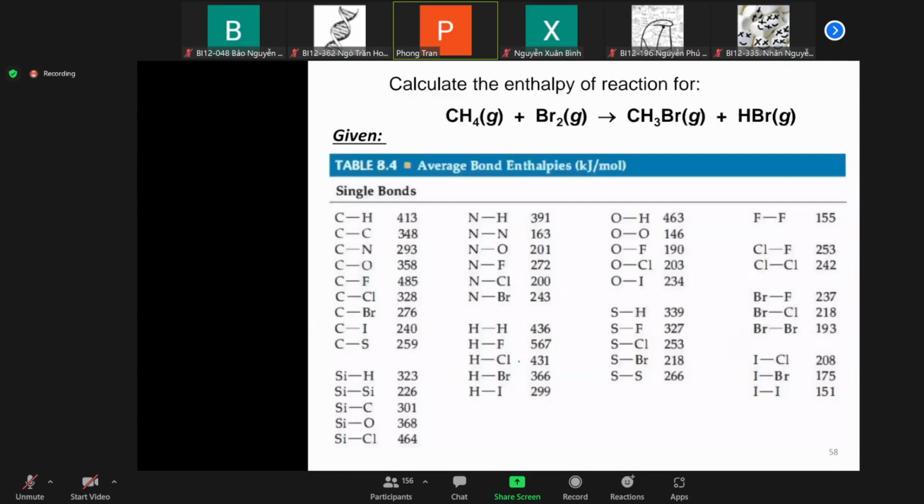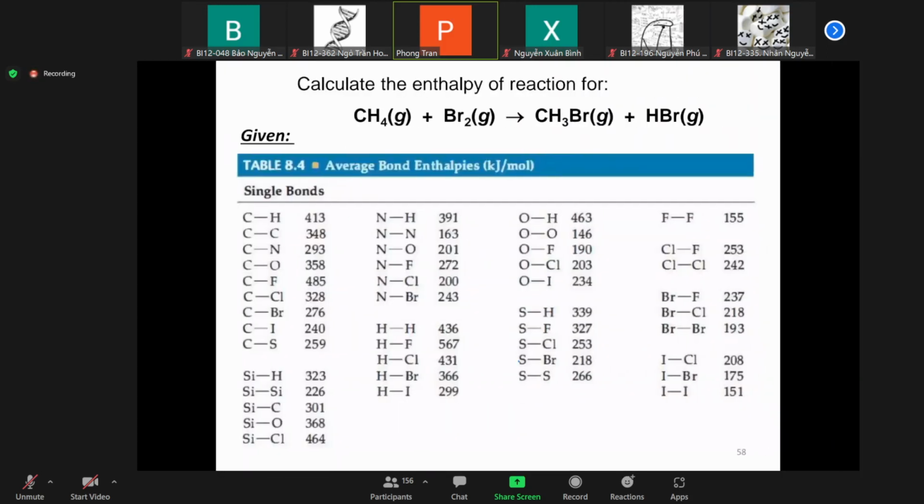So let's practice a little bit. Can you calculate the enthalpy of reaction for the following reaction, CH4 plus bromine? Can you try to calculate if you are given this table?